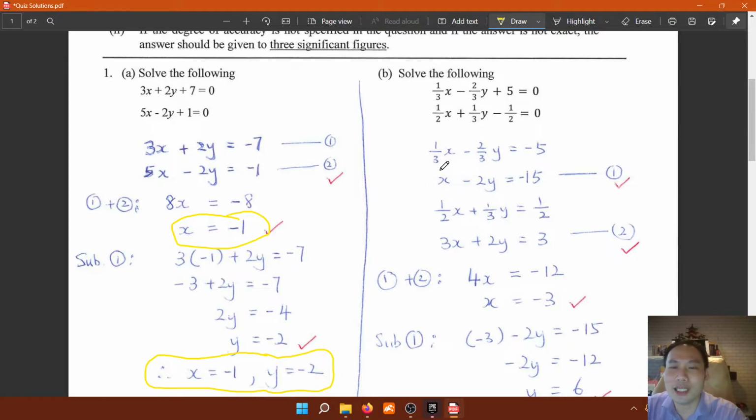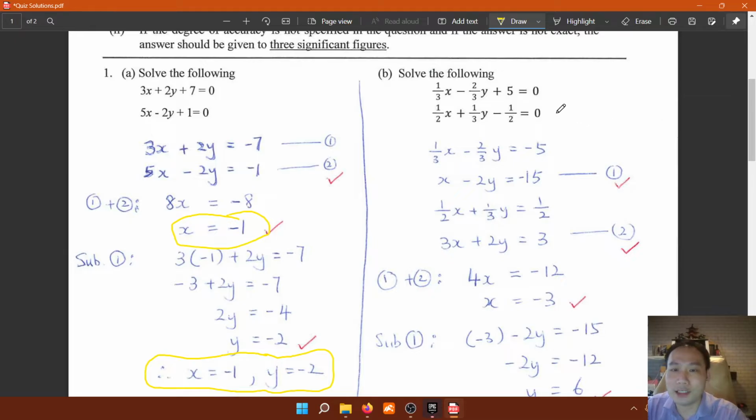Okay, so when I look at the first equation, I have 1 third x minus 2 third y equals negative 5. I realize that the denominator is 3, right? They are all 3's. So if I were to just multiply 3 to the entire equation, my denominator will nicely work out, right? So 1 third times 3 gives me 1x over here. Negative 2 third times 3 gives me negative 2y over here, and negative 5 times 3 gives negative 15. So I'm going to just do that, okay, and call this equation 1.